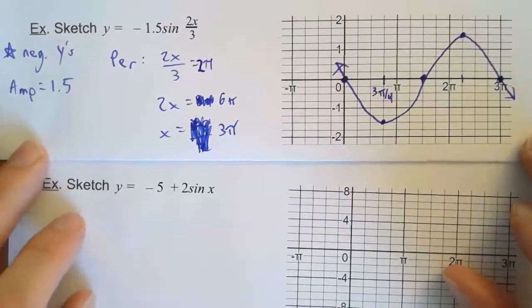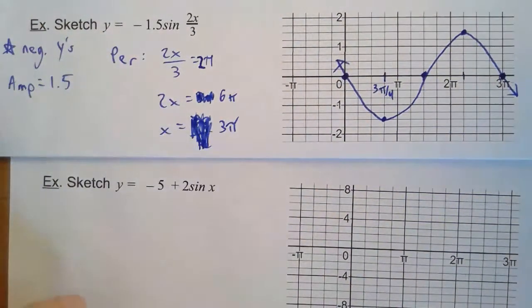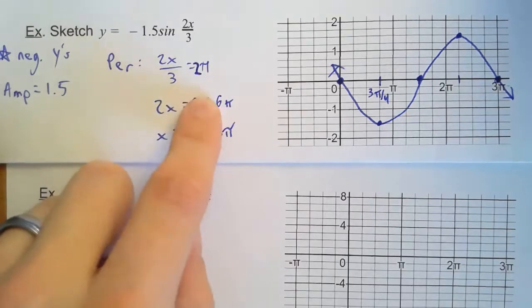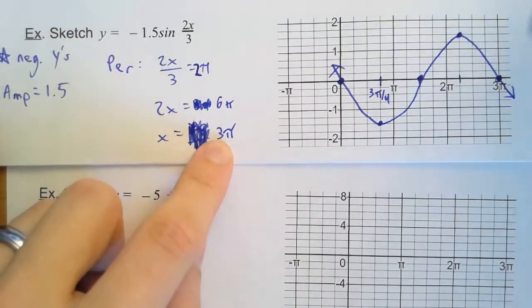Right, so this is what your graph should have looked like. A couple tricky things with this. One thing, the period was a little bit funky. I spaced out for a second when I was finding this, so I had to scratch a couple things out. The period was 3 pi.